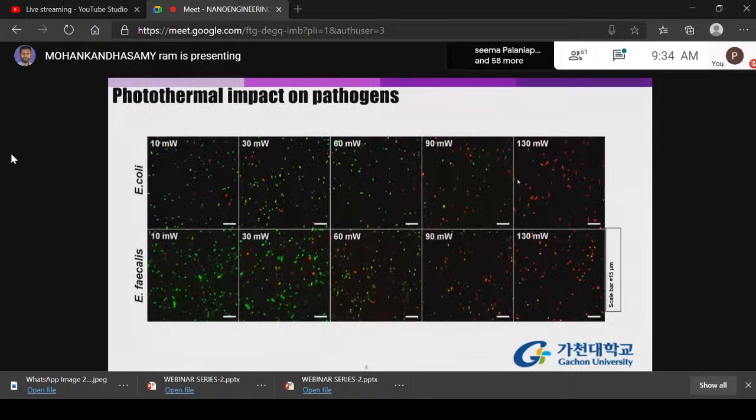So this is the fluorescence microscopy image. These are the different laser powers we used, starting from 10 milliwatt to 130 milliwatt. So milliwatt is the very lowest power in the case of light energy. So we manipulated using this very small energy output. We created live bacteria. So when the laser power is increased, all the green dots become entirely red dots, meaning every bacteria, like gram-negative bacteria or gram-positive bacteria, both are being killed at higher laser output.